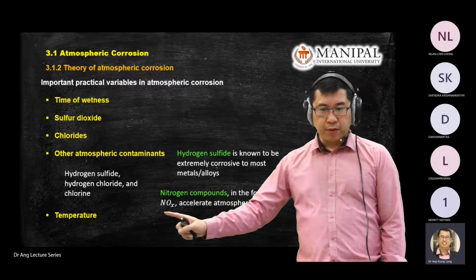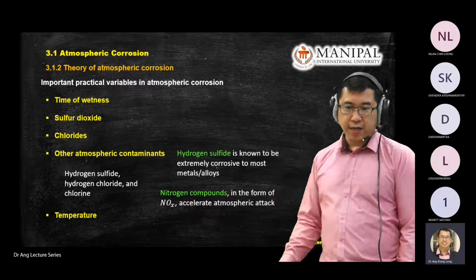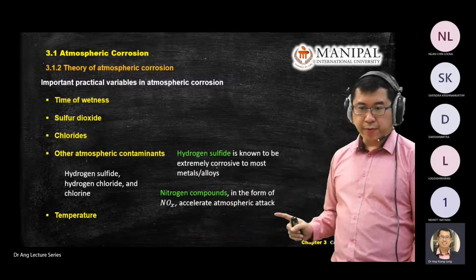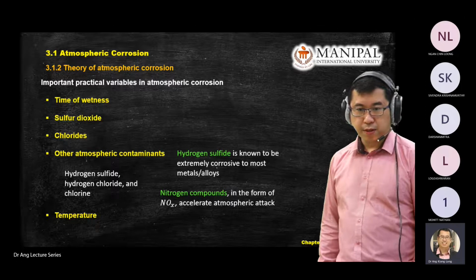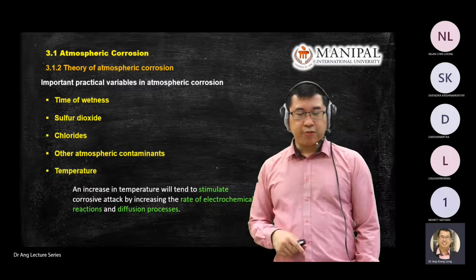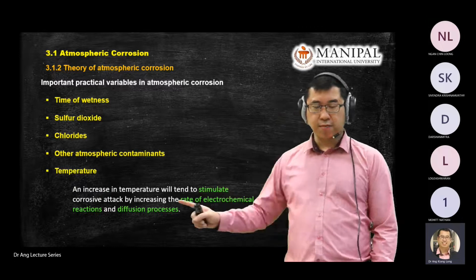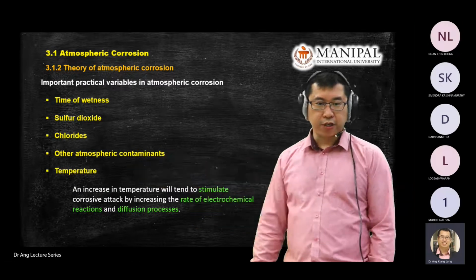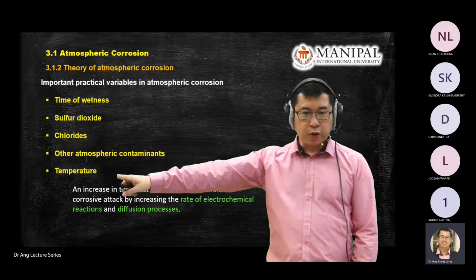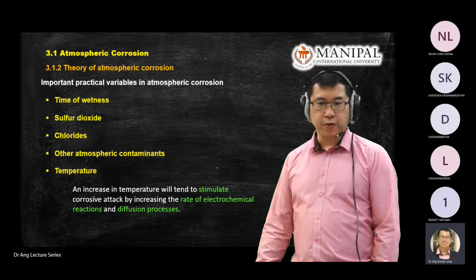Nitrogen compounds, or NOx. NOx means nitric oxide. Nitrogen compounds with NOx are going to help the corrosion process also. And temperature, you know that if you increase temperature, corrosion will happen faster, right? So this is just an elaboration of what if you change the temperature. Later, in chapter 4, we look at the effect of temperature. Okay? This is just an introduction point for you.